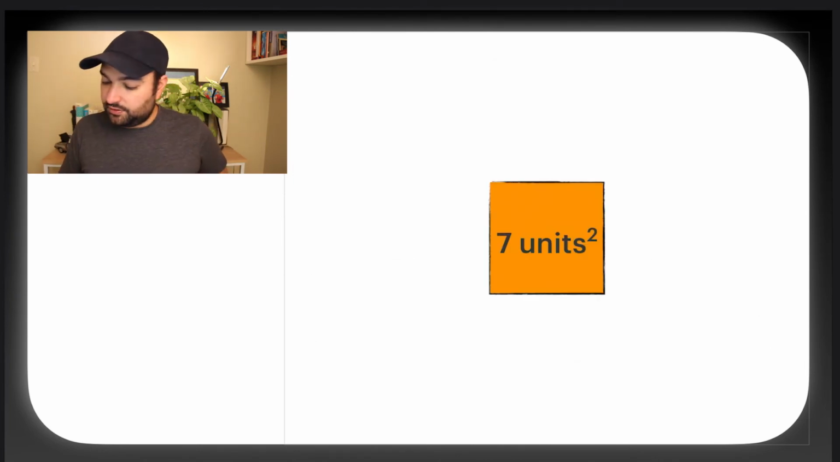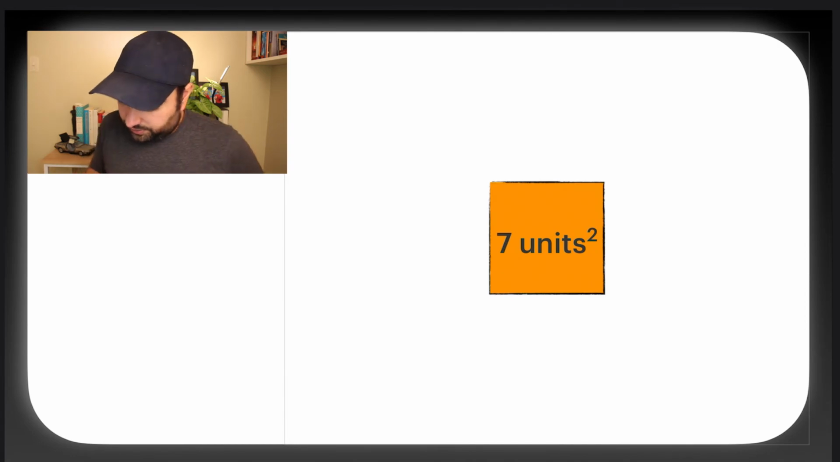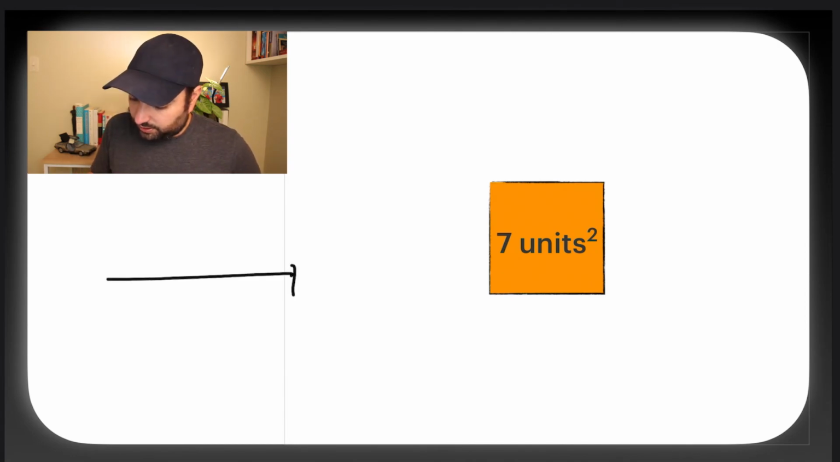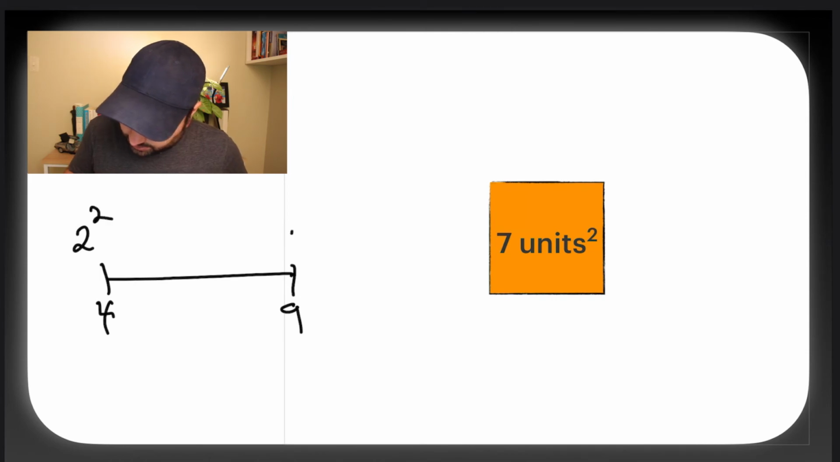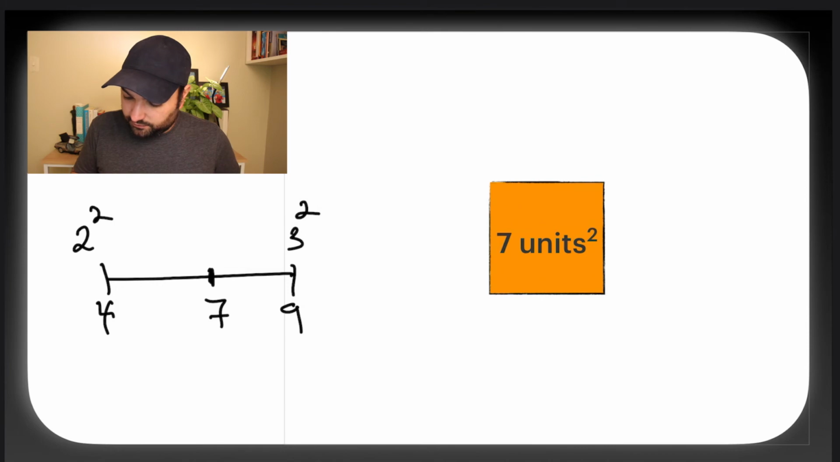All right, 7 units squared. So this one, again, I'm going to show you now without having a prepared number line. What I would do is make a little number line here, like this. And I'm going to go 9, so 9 is just above 7, and the next square down below that is 4. So we have a number that's between 4 and 9. This is 2 squared, and this is 3 squared. So 7 is closer to 9 than it is to 4.